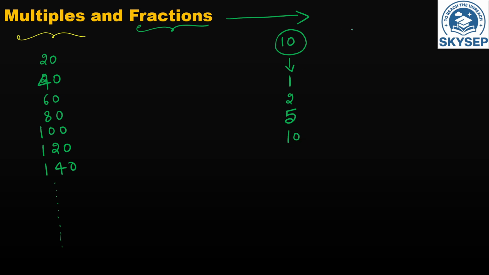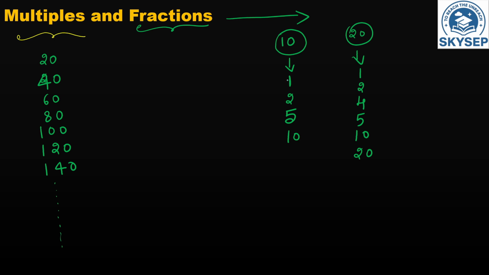Take another example, 20. So just write down in which tables this number 20 will come. 1, 2, 3 it won't come. 4, 5, 6, 7, 8 it won't come. 9 it won't come. 10, 11, 12. So maximum it will come in 20.